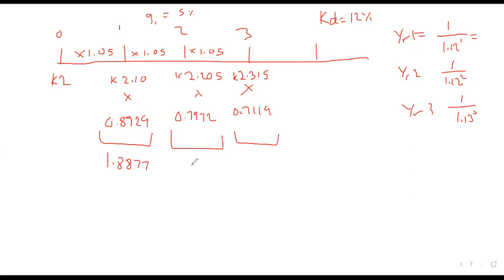Then the next one, 2.205 times 0.7972. What are you getting? 1.7578. And here, 2.315 times 0.7119. What are you getting? 1.648.